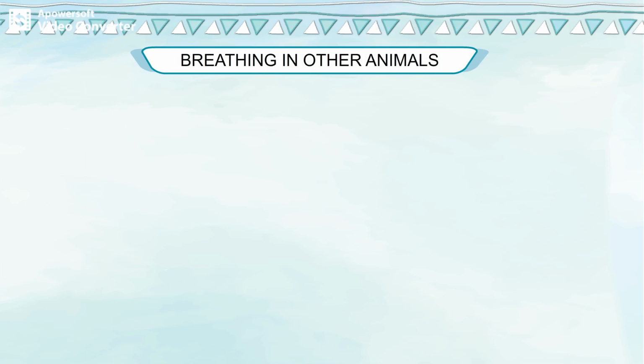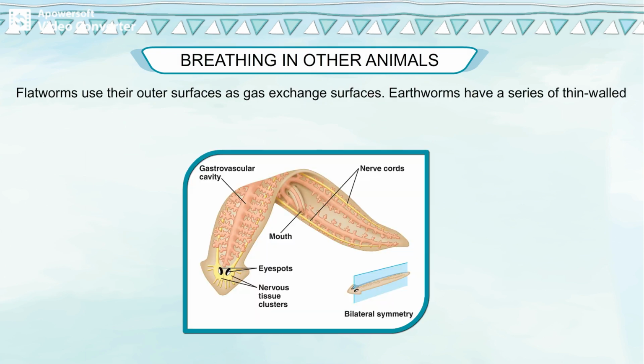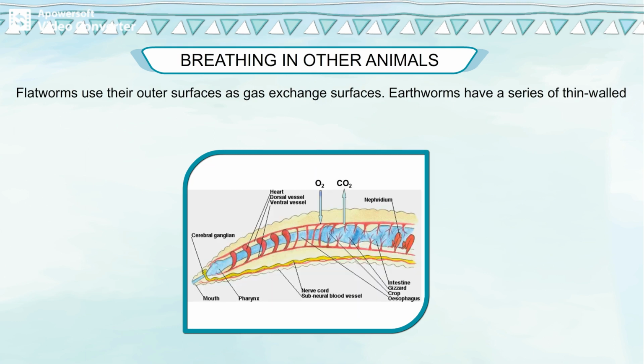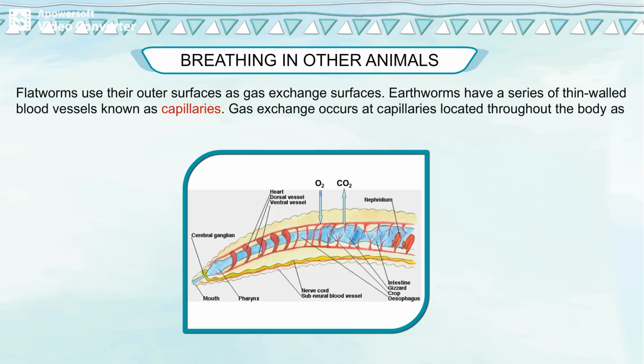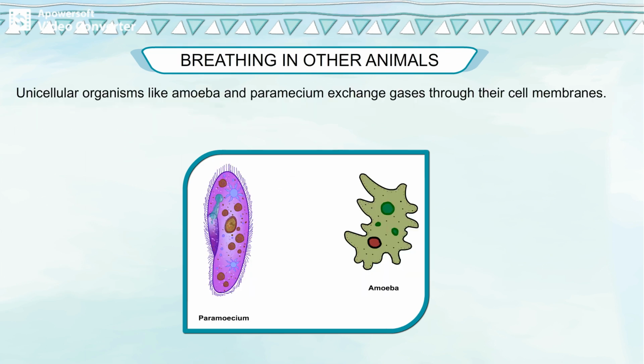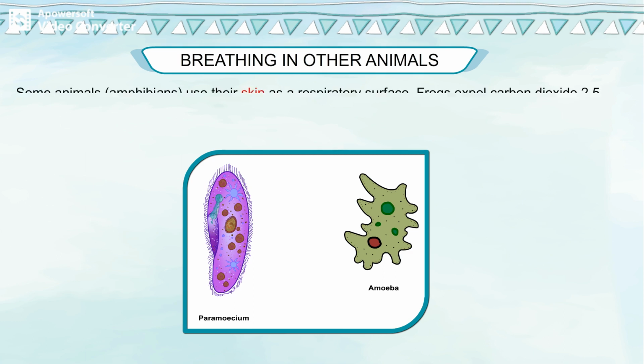Breathing in other animals. Flatworms use their outer surfaces as gas exchange surfaces. Earthworms have a series of thin-walled blood vessels known as capillaries. Gas exchange occurs at capillaries located throughout the body as well as those in the respiratory surface. Unicellular organisms like amoeba and paramecium exchange gases through their cell membranes.